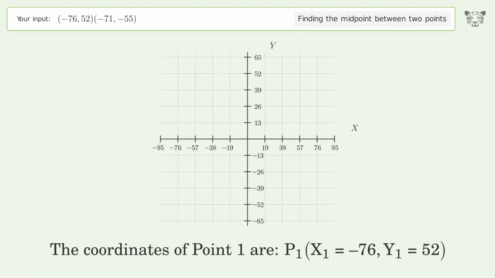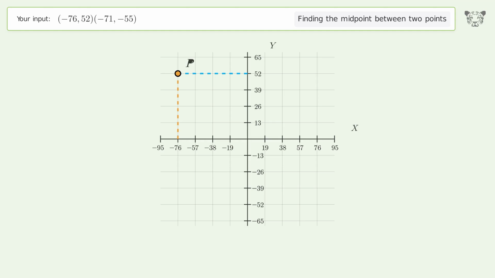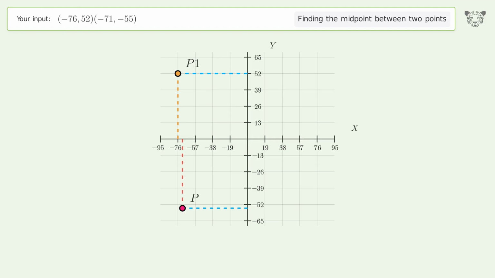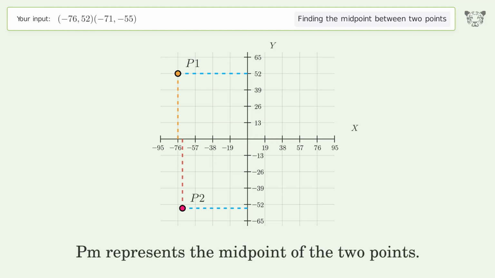The coordinates of point 1 are x1 equals negative 76, y1 equals 52. The coordinates of point 2 are x2 equals negative 71, y2 equals negative 55. PM represents the midpoint of the 2 points.